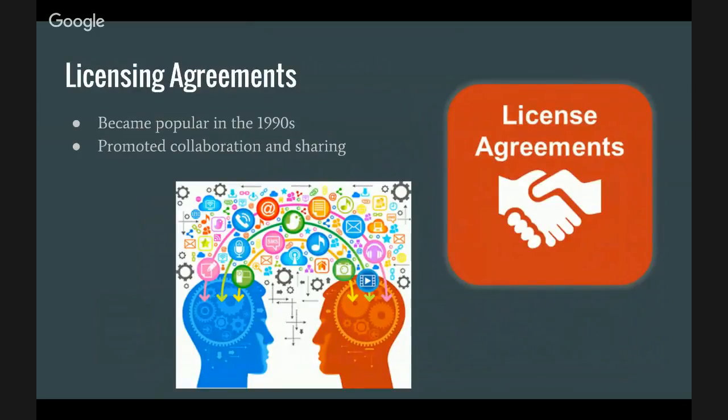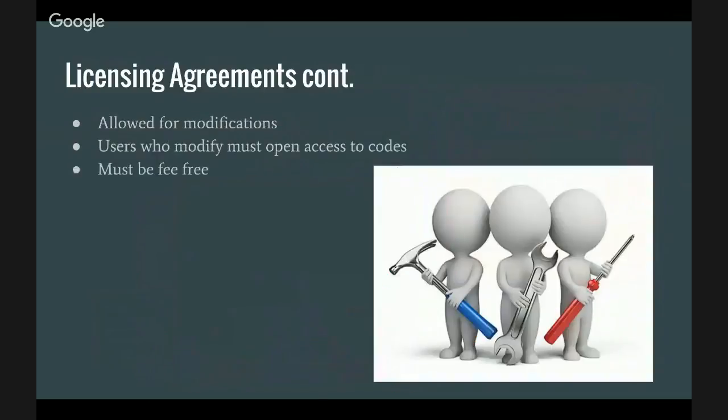Licensing agreements became popular in the 1990s. The licensing agreements for open source promoted collaboration and sharing of information amongst businesses and users out in the internet world. They also allow modifications to be made on these source codes and use those changes to benefit a company's project or a personal project.